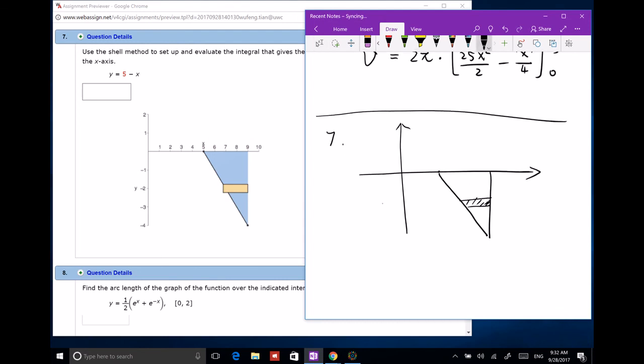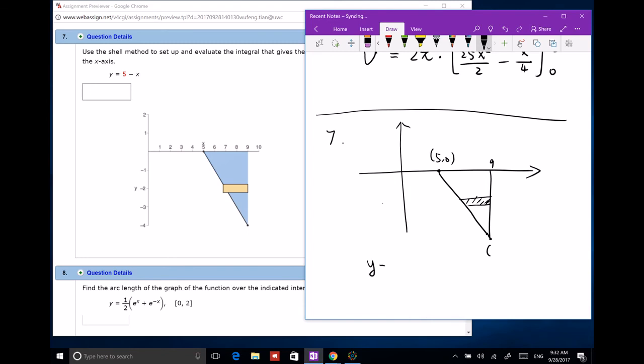So first we need to find a point here, which gives you 5, 0. This one would be 9. You need to find this point here. So when x equals 9, since y equals 5 minus x, what is the y value? Plug 9 into here. You get 5 minus 9, so y is negative 4.